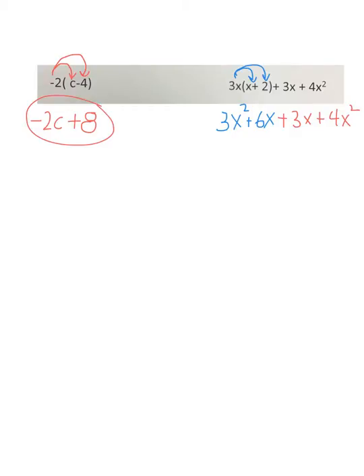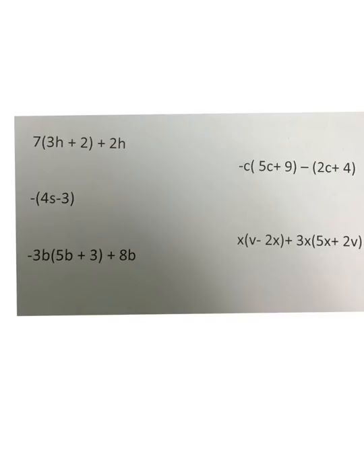So now there are terms we can combine, right? We have like terms here. So 4x squared and 3x squared are like terms, and 6x and 3x are like terms. So 3x squared plus 4x squared, 7x squared. 6x plus 3x is 9x, and that's a positive. So there's your final answer. Go ahead and try these 5 problems on your own, and then come back to the video and I will make sure to go over them with you. Good luck.